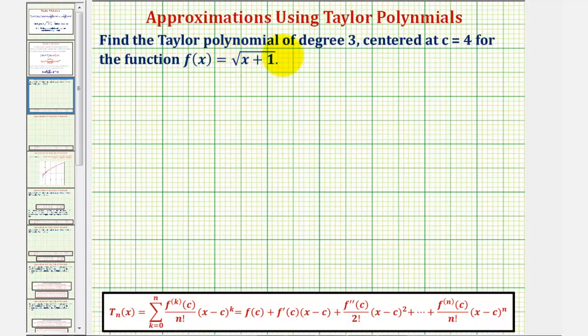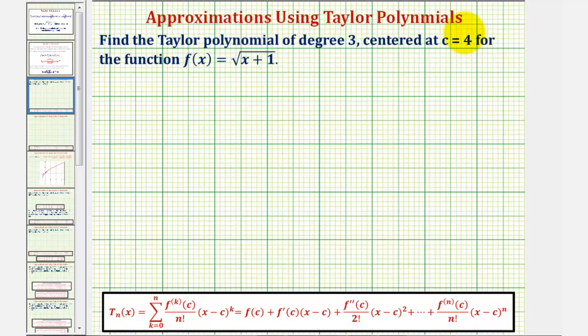We want to find the Taylor polynomial of degree 3 centered at c equals 4 for the function f of x equals the square root of the quantity x plus 3. So we're trying to find a polynomial that would be a good representation of our function f of x around x equals 4. And the polynomial we'll find is called the Taylor polynomial centered at c equals 4.